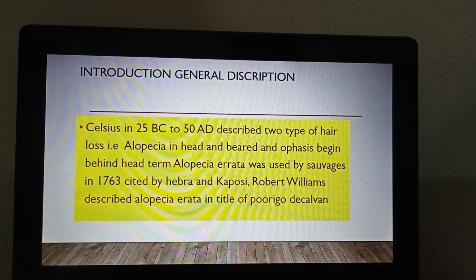Introduction and general description. Celsus, from 20 BC to 50 AD, described two types of alopecia. Number one, alopecia involving the head and beard area, and another type is ophiasis, which begins behind the head area. The term alopecia areata was used by Sauvages in 1763, cited by Hebra and Kaposi. Robert Willan described alopecia areata under the title of Prurigo decalvans.